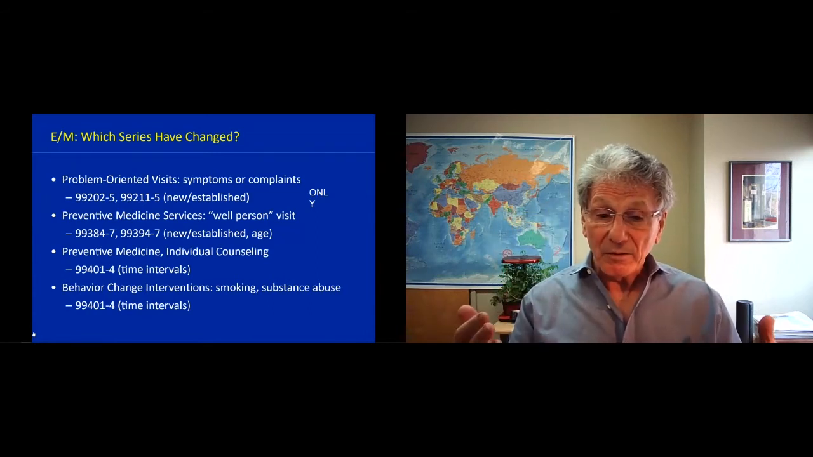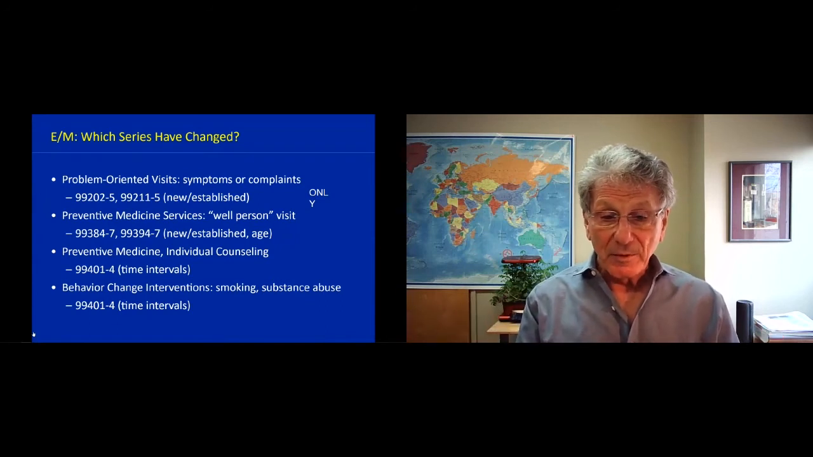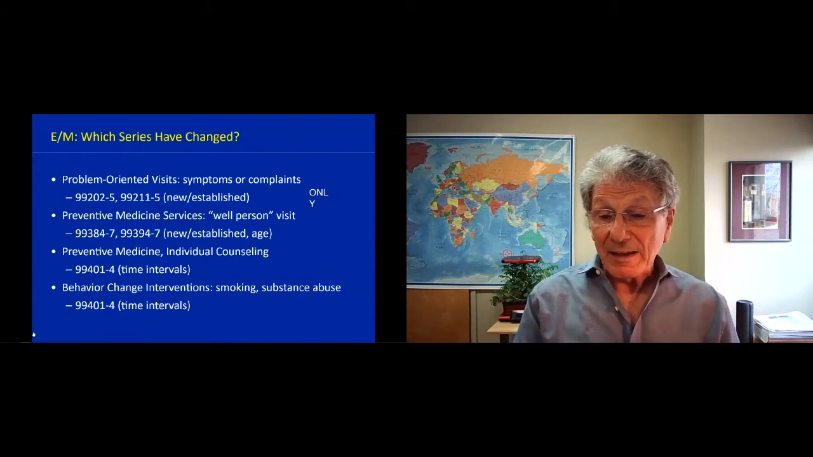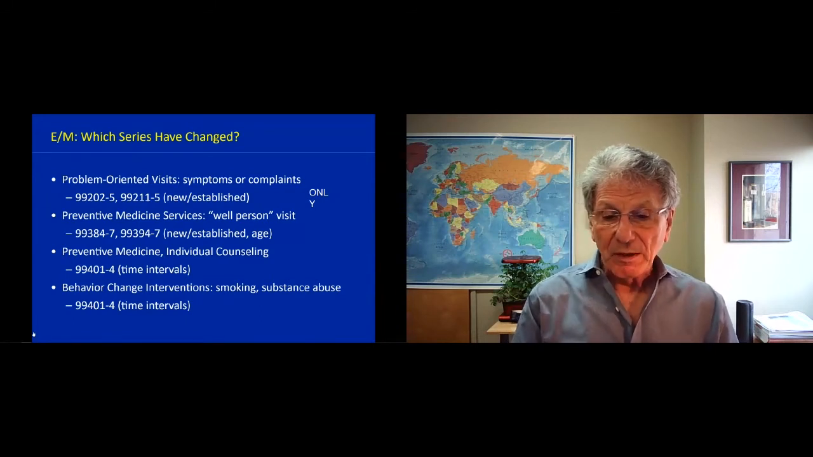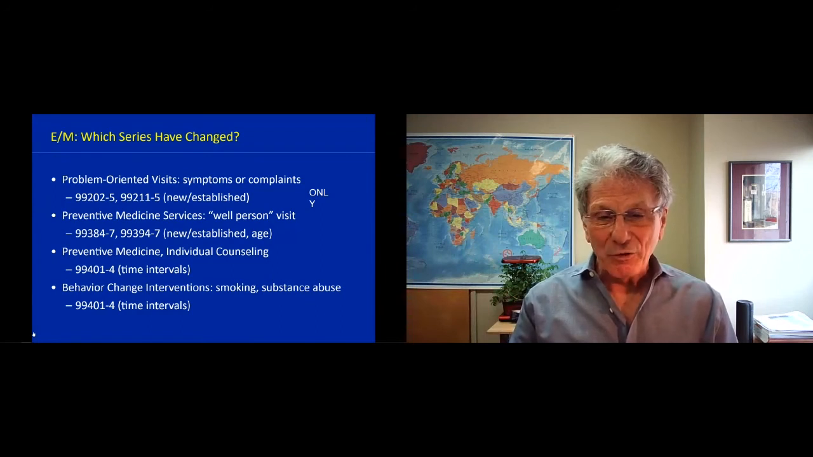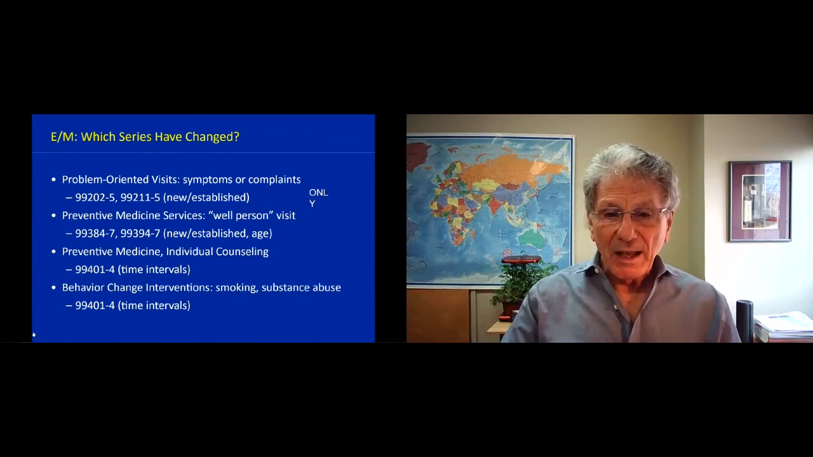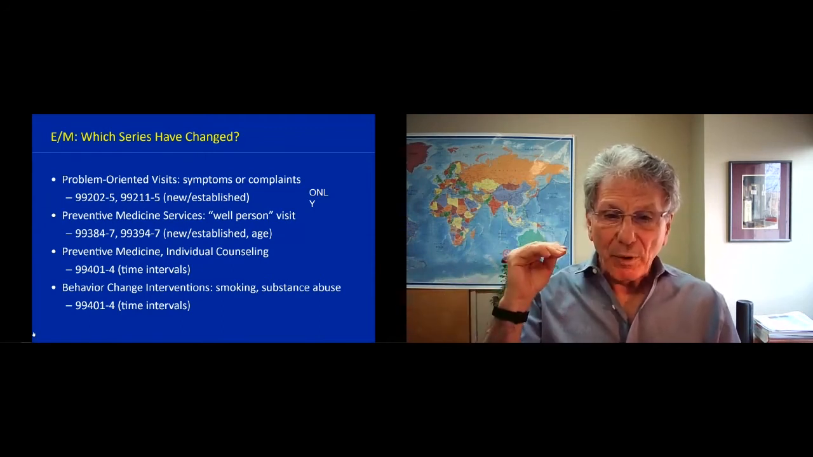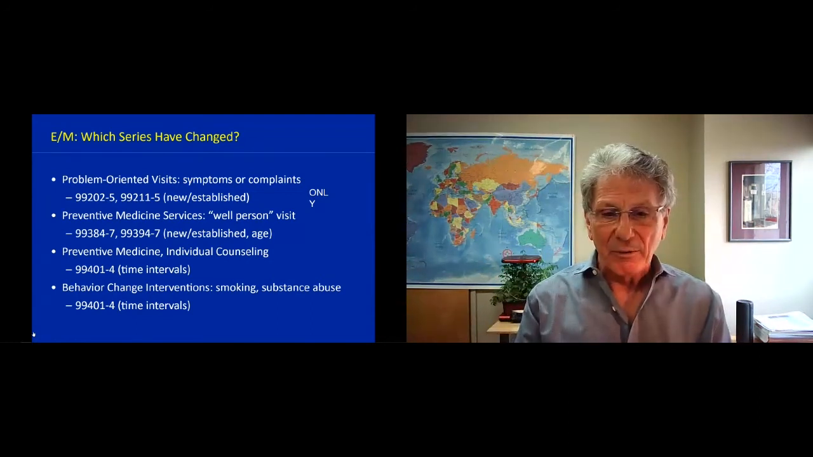Then we have that followed by the preventive medicine services. That's a checkup visit. That's based on 2 things. Are you a new patient or an established patient, and what's your age? Then the next are preventive medicine counseling codes. Those have to do with specified time intervals, and they include things like smoking cessation counseling or substance abuse counseling that you do. So what you see up in the right-hand corner, although it's hard to see, that should say only. In this big package of changes that happened on January 1st, it's only that very first bullet. It's only the problem-oriented visits that have changed. And of course, I'm going to go into a fair amount of detail to tell you how it's changed. Next slide.